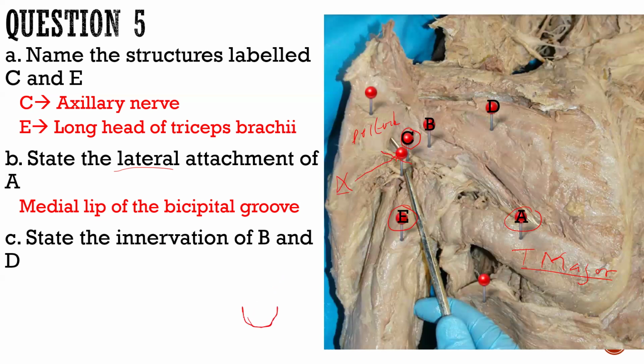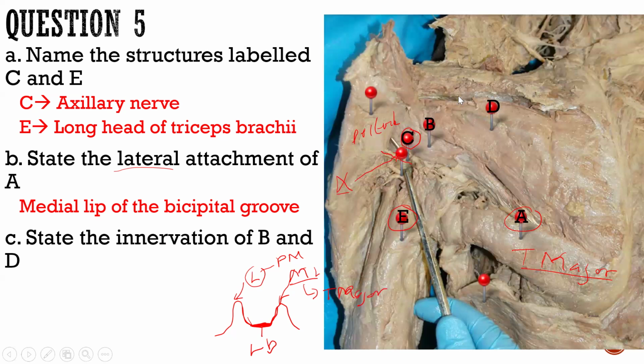I'll try to draw a groove, and it has two lips. A lateral lip, so that's lateral, and this is medial. Attached to the lateral lip of the bicipital groove we have pectoralis major muscle. Attached to the floor of the bicipital groove is latissimus dorsi, and attached to the medial lip is teres major muscle. Please remember that arrangement.